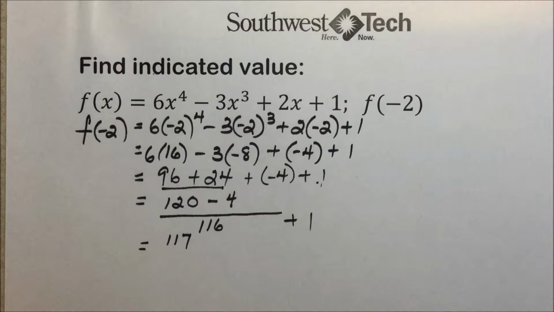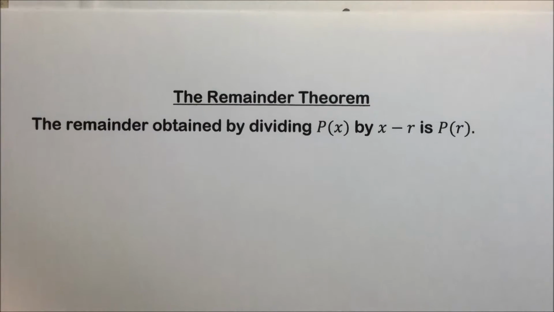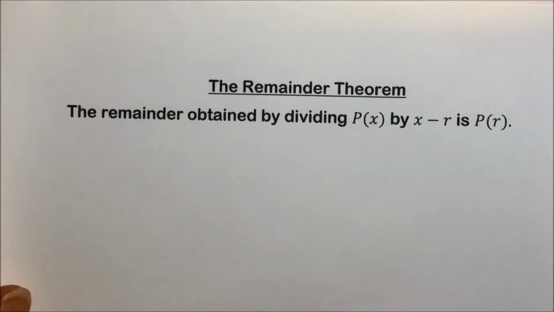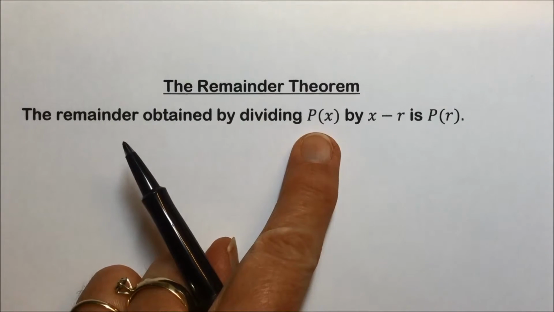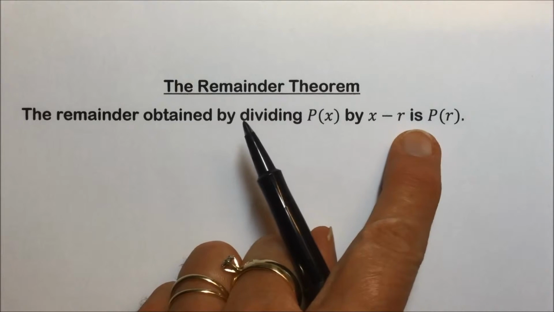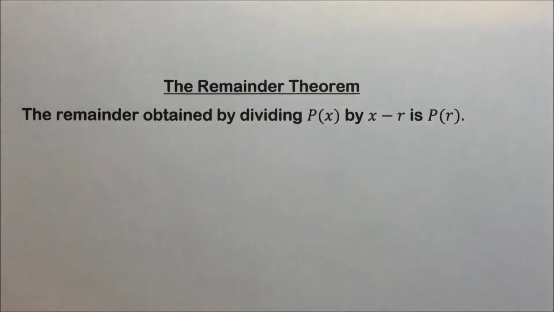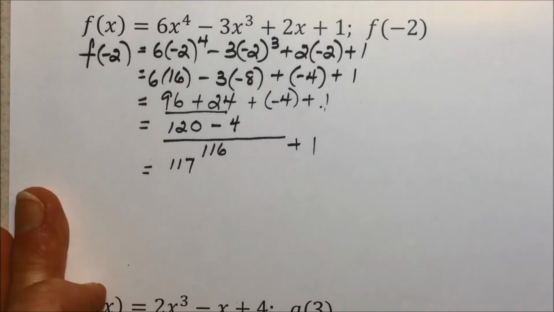When a polynomial function is divided by something of the form x minus a, the remainder is related to the function value f of a. And that may sound like quite a complication. Let me read the formal theorem here. The remainder theorem states the remainder obtained by dividing the polynomial function by x minus r is the same as evaluating the function at r. So let me show you how the remainder theorem works for this problem.